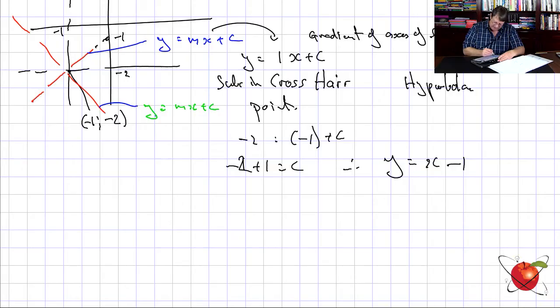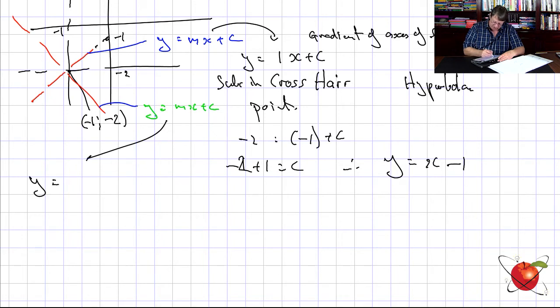All I did is I said, I know the gradient is plus 1. That's not going to change, not for these. Therefore, I've just slid it down, keeping the gradient, and I put the coordinates of the crosshair into the equation. Let's look at the next one. Let's just roll you up a little bit. All right. Okay, let's look at the negative one.